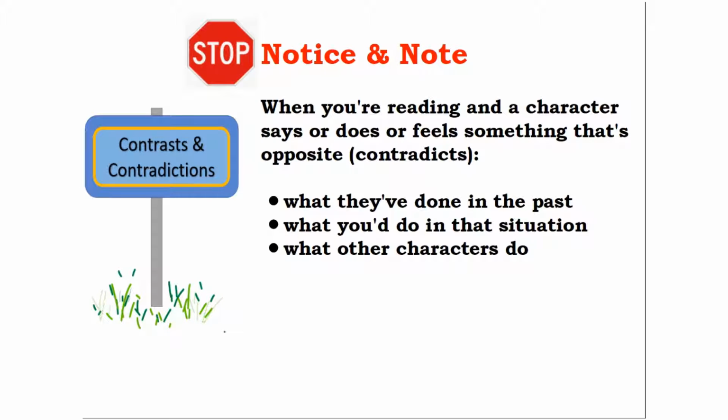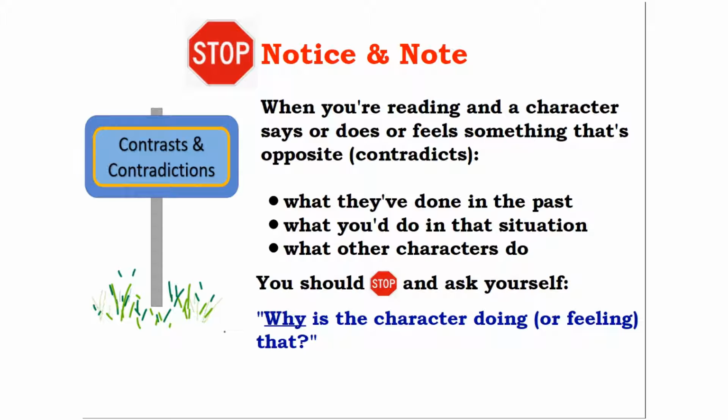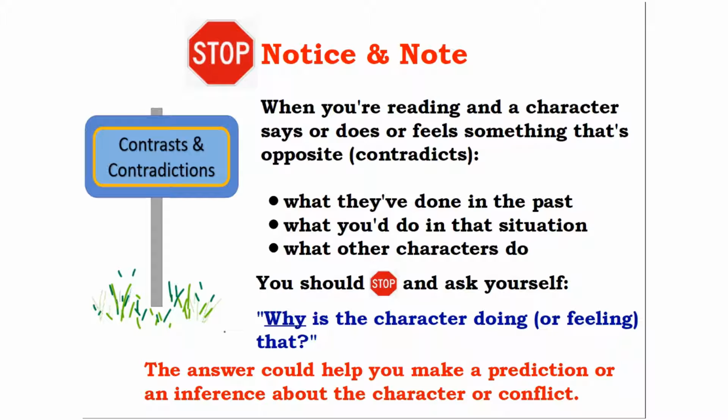So, when you're reading a text and a character says or does or feels something that's the opposite or that contradicts what they've done in the past, or what you do in that situation, or what other characters do, you should stop and ask yourself, why is the character doing that or feeling that? Then answer your question. The answer could help you make a prediction, maybe think about what's going to happen in the story, or could help you make an inference about the character. What kind of person are they? Or what kind of problem are they having?